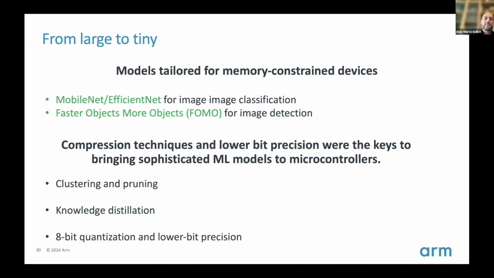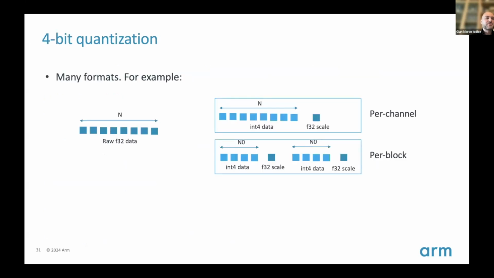And here there are many techniques: clustering and pruning, knowledge distillation. What I like very much is the 8-bit quantization, but also the lower bit precision. In terms of lower bit precision, what can I tell you today? Certainly the community in the last couple of years has been focusing on 1-bit quantization. There was also an interesting presentation at SciTinyML you made last year, and 4-bit quantization. 4-bit quantization means that we use only 4 bits to represent the data.